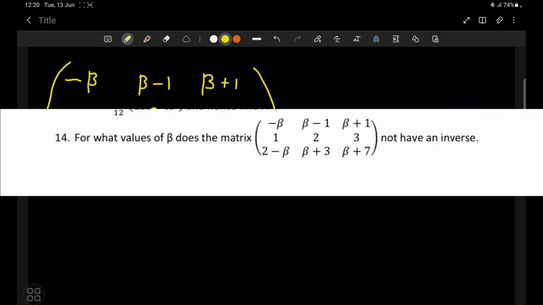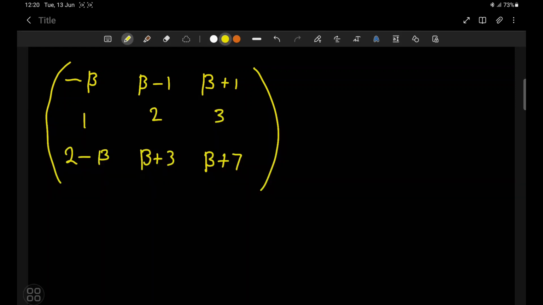On our last question we have: for what value of beta does this matrix, written over here, not have an inverse? If this matrix does not have an inverse, it happens only if the determinant is 0. So we should find the determinant, and if it gives us 0, then it does not have an inverse. So let's find the determinant for this matrix.